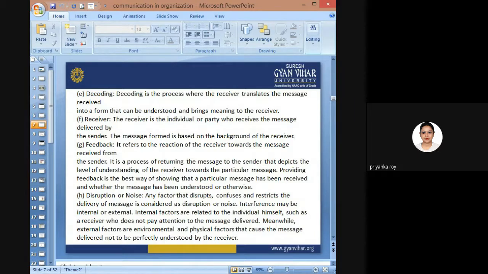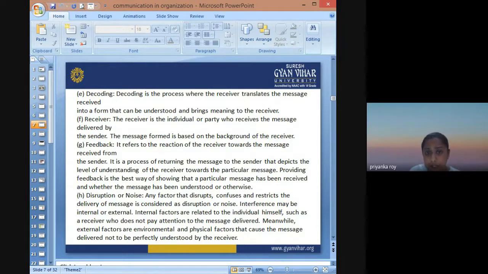The receiver is the individual or the party who receives the message delivered by the sender. The message form is based on the background of the receiver. Now, feedback refers to the reaction of the receiver towards the message received from the sender. This process is returning the message to the sender that depicts the level of understanding. So feedback is a reverse process of sending the message back to the sender, that depicts the understanding of the received message towards a particular information. Providing feedback is the best way of showing that the particular message has been received and whether the message has been understood or not.